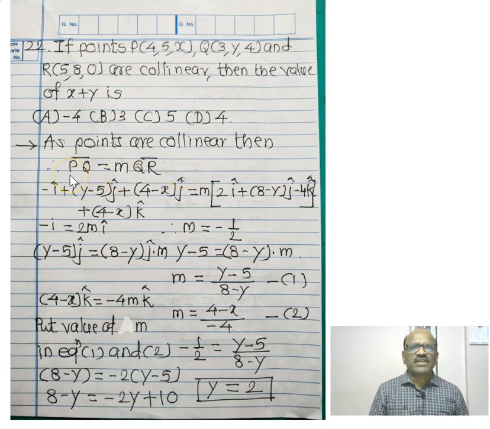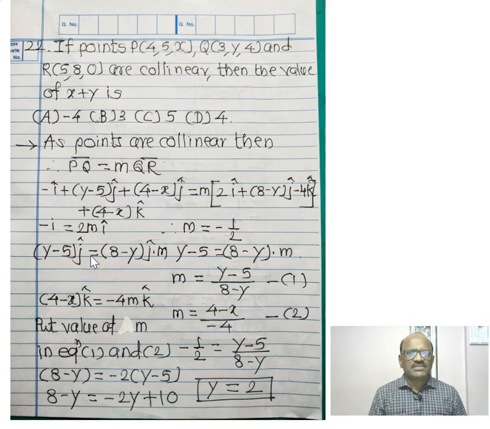Now here we will write the vector PQ. Then how is it written? Now PQ, that is 3 minus 4 into i, which is minus i. Again next, y minus 5 into j plus 4 minus x into k. Here that is equal to m times QR, which means R minus Q. The x coordinate is 5 minus 3. 5 minus 3 is 2i. Next is 8 minus y j, and last is minus 4k.